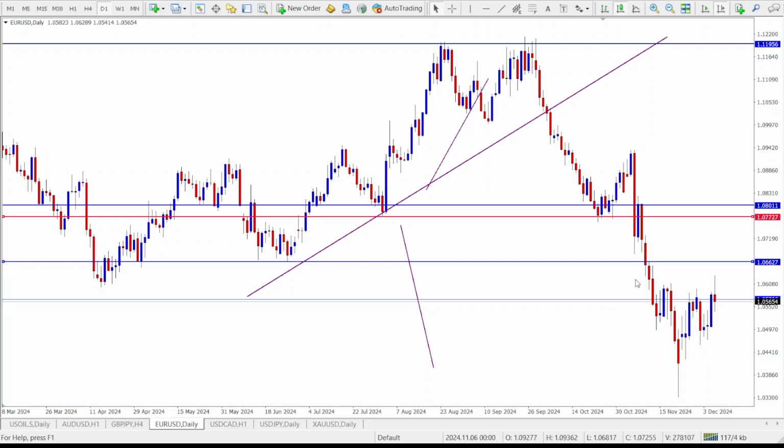Now, timing is critical when using a no-loss hedging strategy. Here are some scenarios where hedging can be particularly useful. One is high-impact news events. Major economic releases or geopolitical events can lead to unpredictable market movements. All right, and hedging helps protect your trades during these volatile periods.